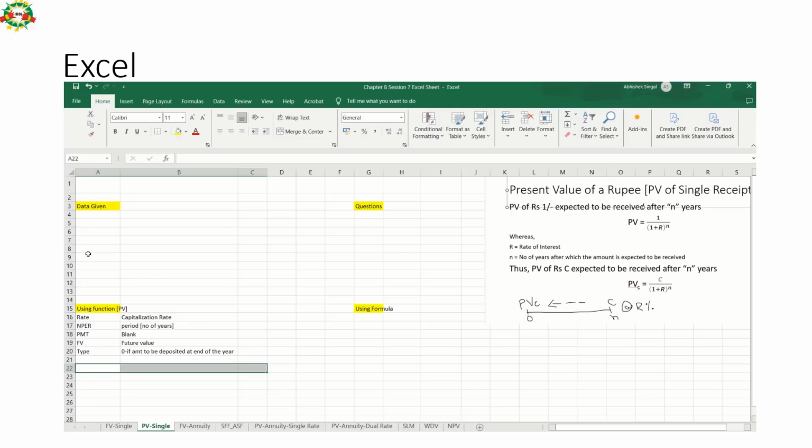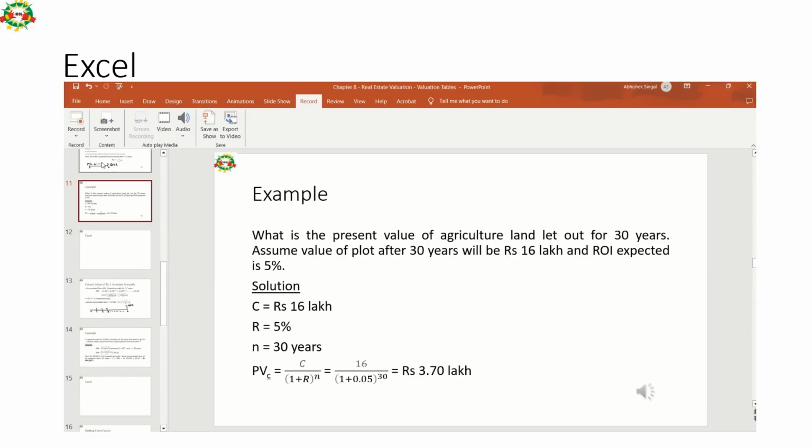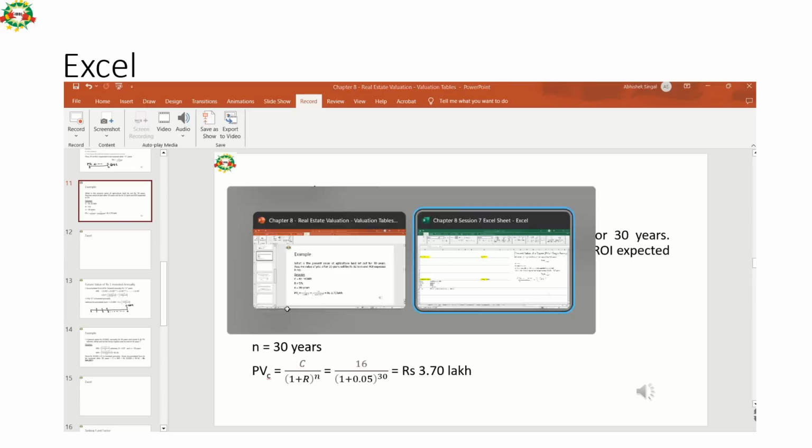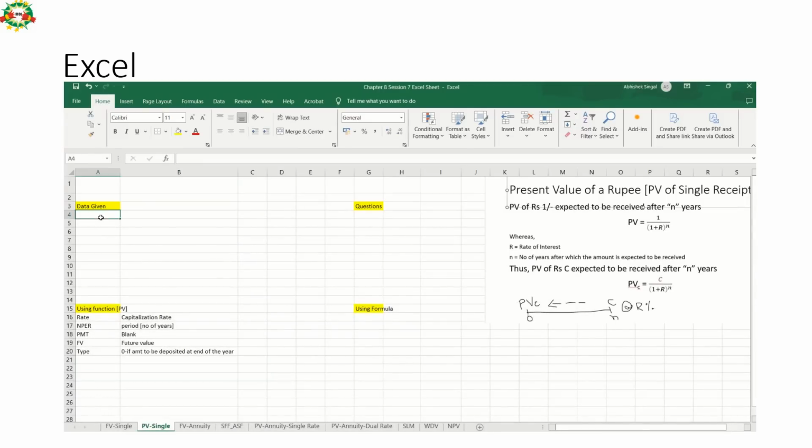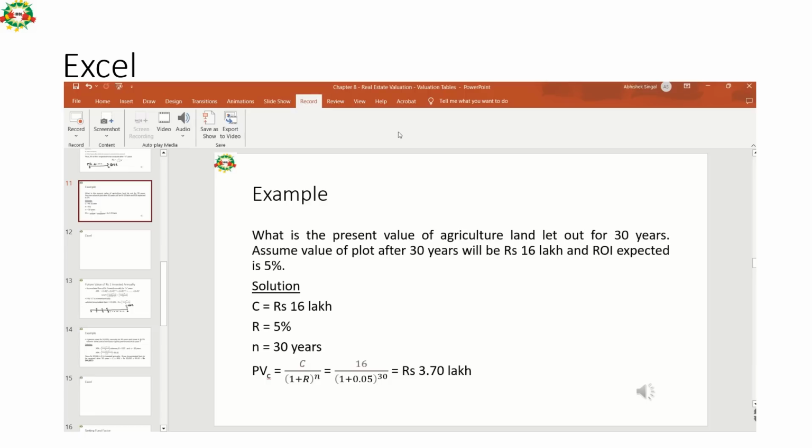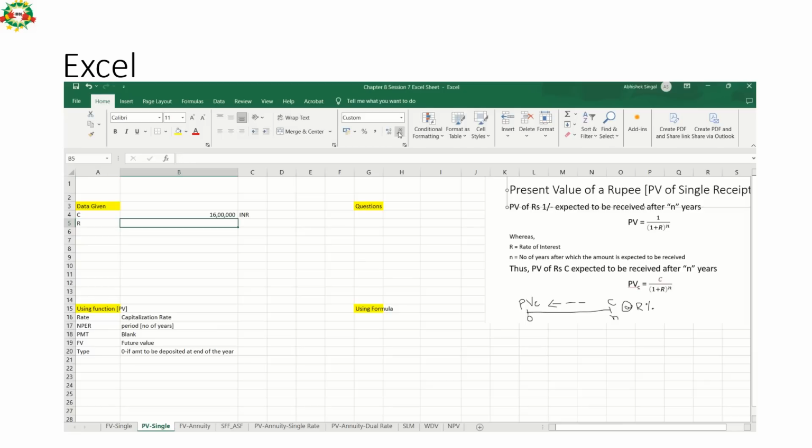So as usual, first go to the question and write. The first step is to write the data given in the question. Let us go to the question first. So here is the question. The data given in the question is the value of the plot, which is 16 lakh rupees. C is 16 lakh, 00000. Let us put commas on that for better understanding, and remove the decimal from here. So it's INR. After that, the rate of interest R is 5%.